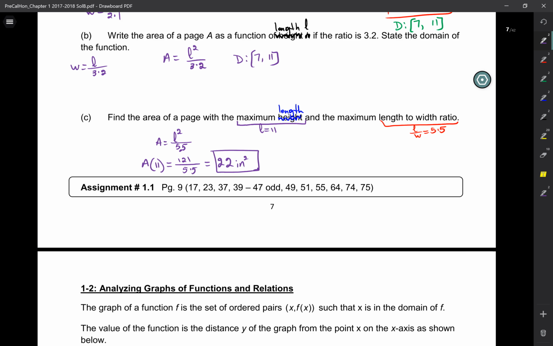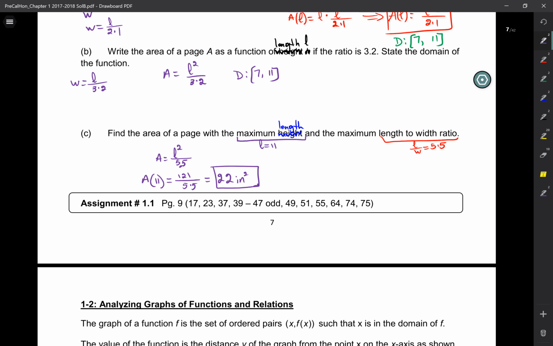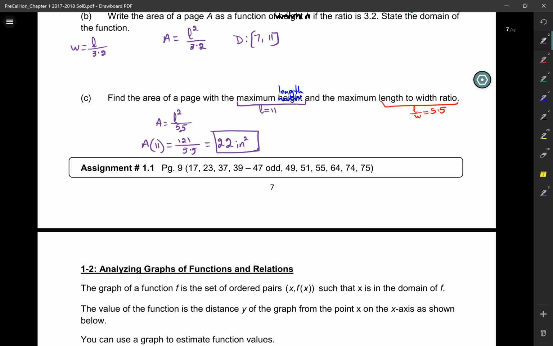I didn't make W 5.5. Remember, here, W was L over the ratio. And then area was L squared over the ratio. So here too, it's L squared over the ratio. Is it supposed to be W equals that? No, area. Look at this one. Area is L squared over the ratio. Okay. Yeah, I use the pattern. Okay? Alrighty.